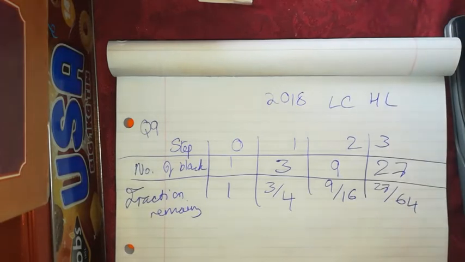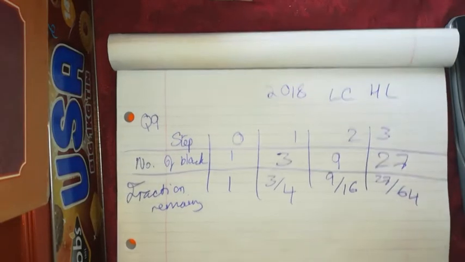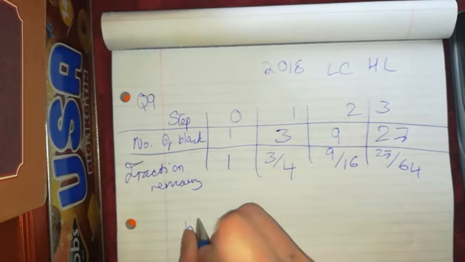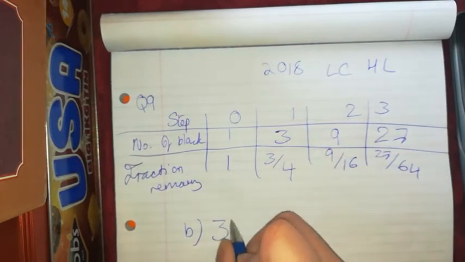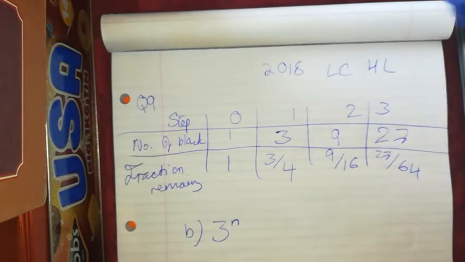And then write an expression in n for the number of black triangles in step n. Well, we can see that these are all powers of 3. So the number of black triangles in step n is going to be 3 to the power of n.